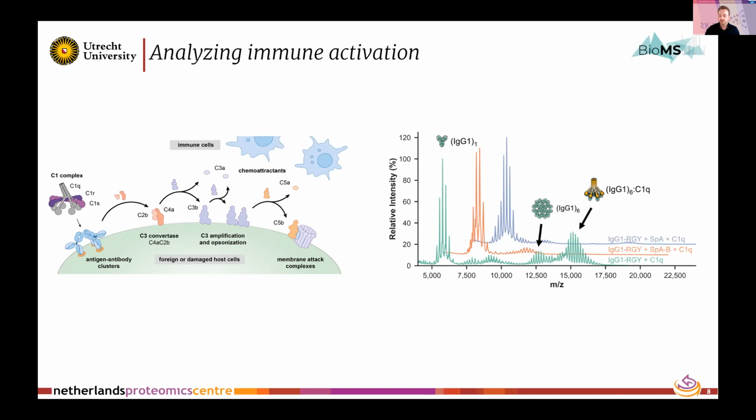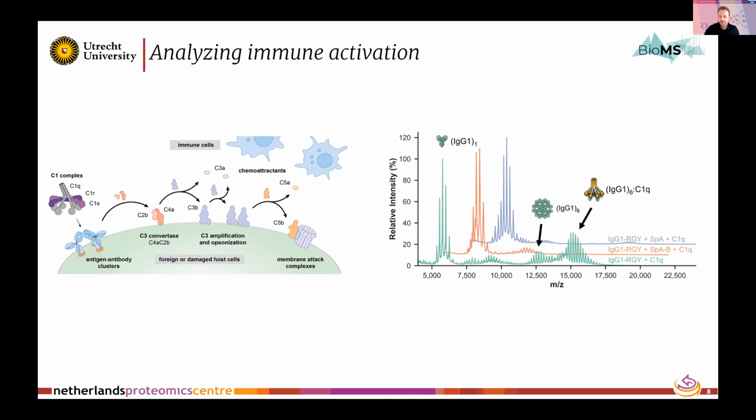In the native mass spectra of this mutant IgG with C1q, which is shown here in green on the right, we see multiple charge state distributions that correspond to the different proteins and protein complexes that are formed. First of all, all the way to the left, we see the free IgG1. Then at an m/z of about 9,000, we see C1q. The IgG hexamer is at about 12,500. And finally, the whole complex of an IgG hexamer with C1q bound to it is at about 15,000.